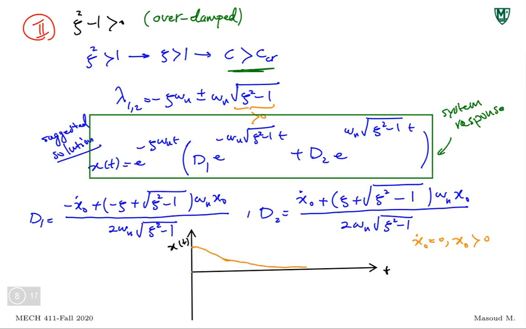Keep in mind, this is non-oscillatory. The system is not oscillating anymore. It's overdamped. Another example: let's say x naught dot is greater than 0, some positive initial velocity, and x naught is 0. So initial displacement is 0, so I'm going to start at 0. Velocity is not 0, so there is some slope. I'll draw it like this.